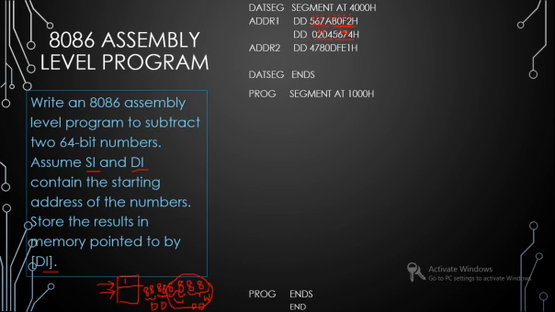Now the next 64-bit number, similarly you go for the same way of defining the double word. Okay, that is the only thing you need to consider for defining or pointing a 64-bit number.